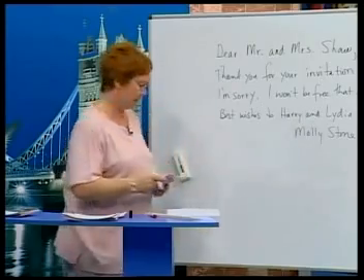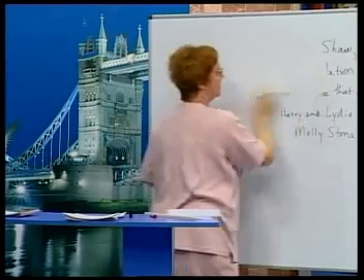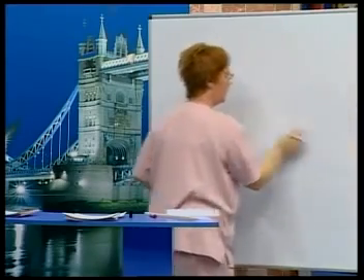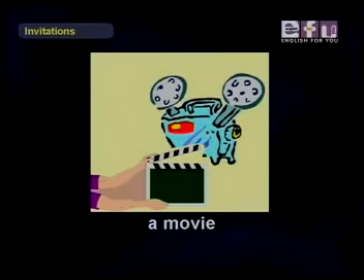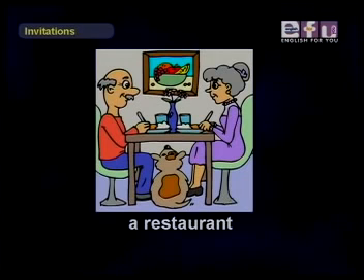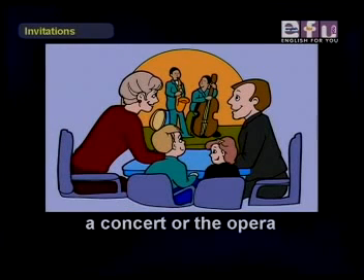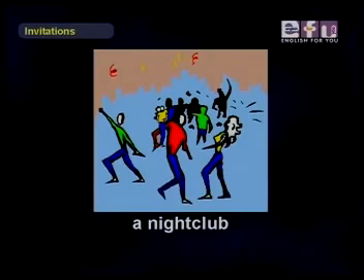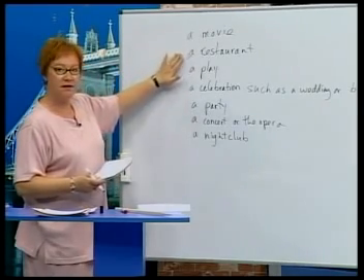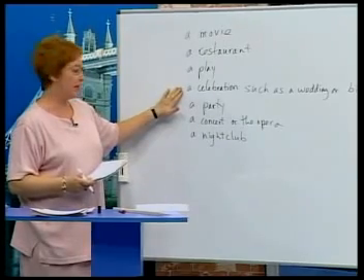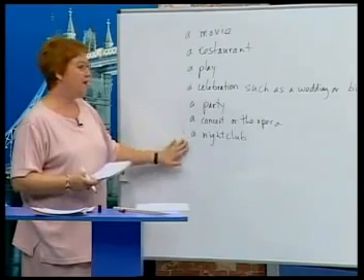First, we'll start with invitations. Now, we're going to start with places that we invite people to. So, let me show you some of the places. For example, a movie, a restaurant, a play, a celebration, such as a wedding or birthday, a party, a concert, or the opera, and maybe a nightclub. So we can invite people to places like a movie, a restaurant, a play, a celebration such as a wedding or birthday, a party, a concert or the opera, and a nightclub.